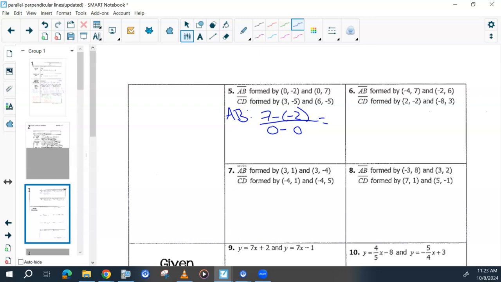What would that slope be? Nine over not one, but zero. We're going to leave this as is for now. We'll come back to it in a second.